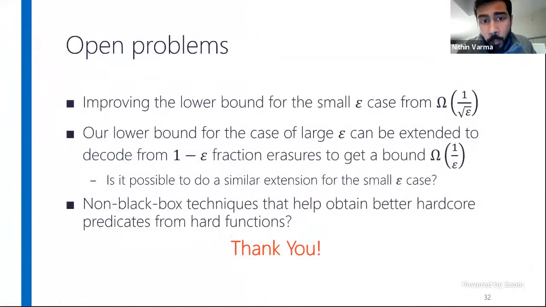And here are a bunch of open problems. So one would be to improve the lower bound for the small epsilon case from 1/√epsilon to 1/epsilon square, the tight lower bound. Now, our lower bound for the large epsilon case can be extended to decode from 1 - epsilon fraction erasures, and not errors, erasures, to get a bound of 1/epsilon. Is it possible to do a similar extension for the small epsilon case? So far, we don't see how our techniques would directly extend, but is it possible?